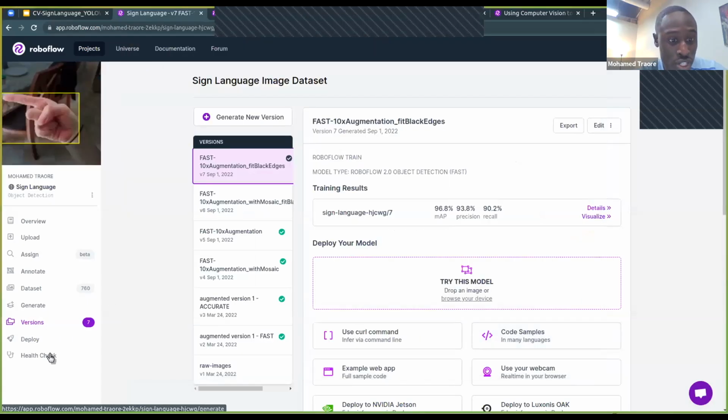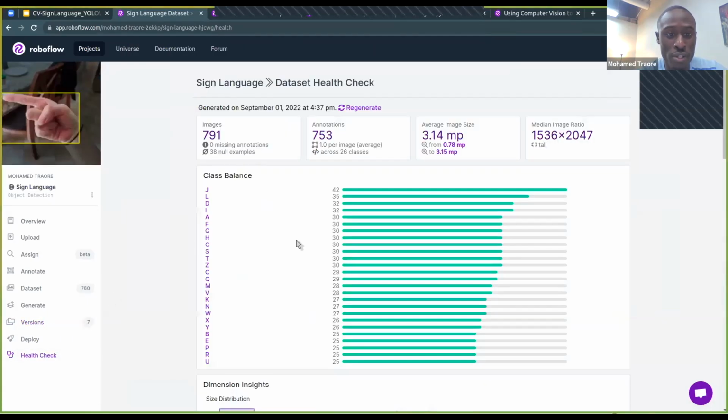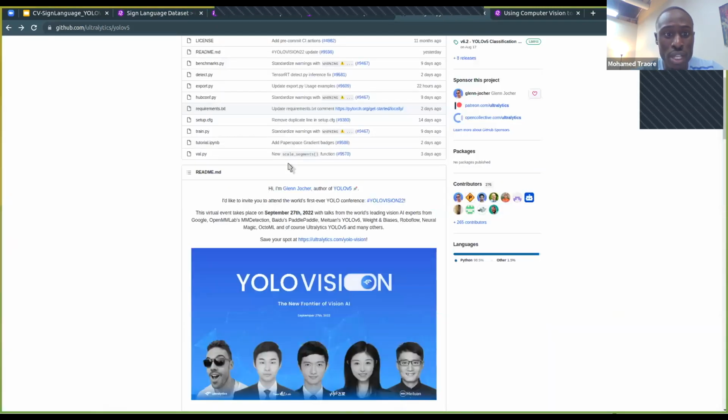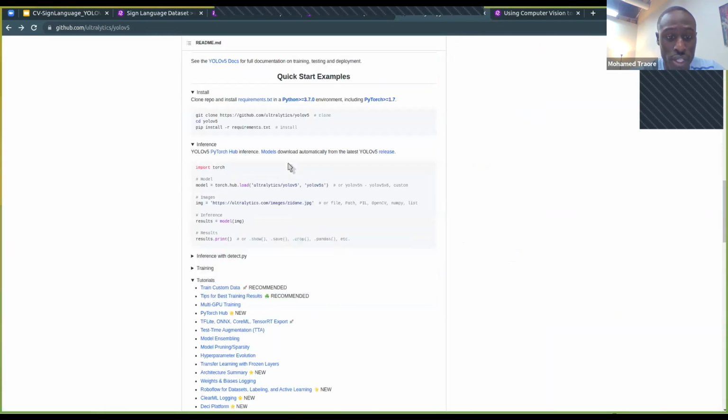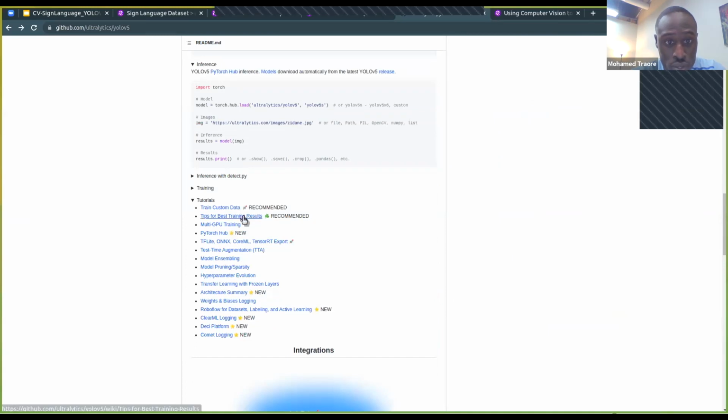So here's my project here, and when you look at my health check, you'll see that for the letter K, there are just 27 examples in here. And what I did is I used a very large augmentation multiple, which is how I ended up getting more examples. Well, that letter K, you just want to make sure it's with a good class balance with the other classes within your project. But for training tips for YOLO v5, there are actually training tips directly on the repository. So tips for best training results.